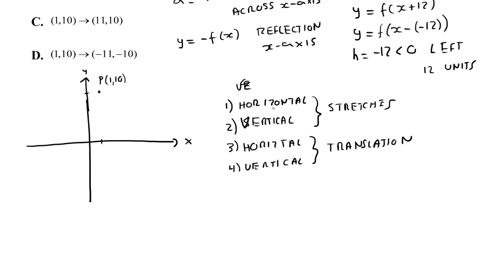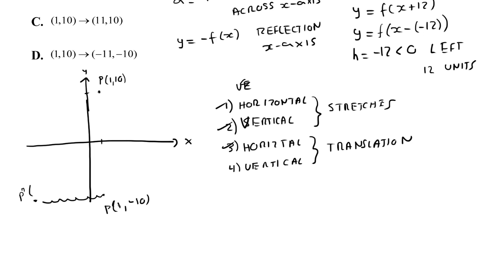So we don't have any horizontal stretches, but we do have a vertical stretch, and that's a reflection in the x-axis. So our point comes down here to -10, if you can read that. Okay, now, so we're done this. Now we have to do our horizontal translation, which goes to the left by 12 units. So 1, 2, 3, 4, 5, 6, 7, 8, 9, 10, 11, 12. We're over here to our final point.